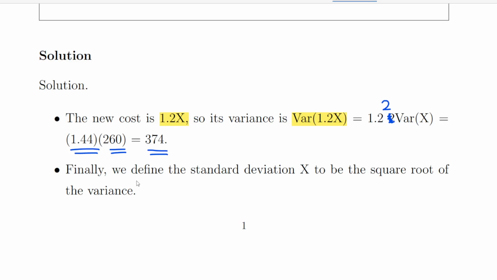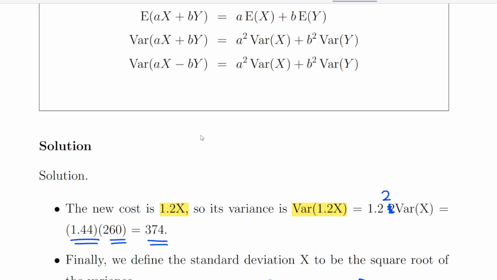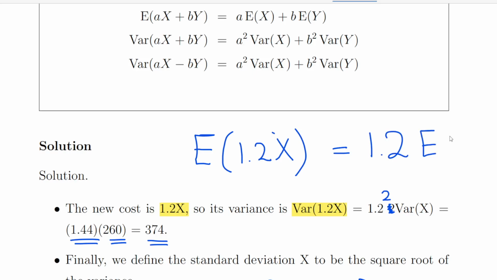So we can calculate the standard deviation of x to be the square root of the variance. I'm not going to do that really because I just decided to chop that out, but essentially if you want the standard deviation of x, it's simply the square root of 374. The new mean is going to be 240. Okay, so the new expected value is 240. Not that we're asked that either, but just for the sake of completion.